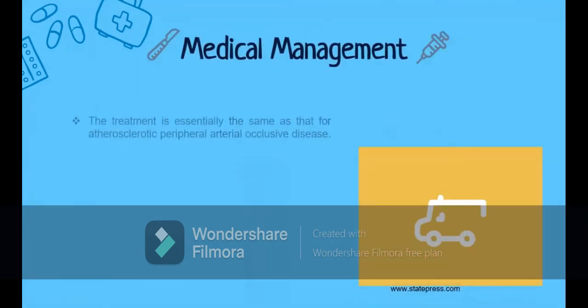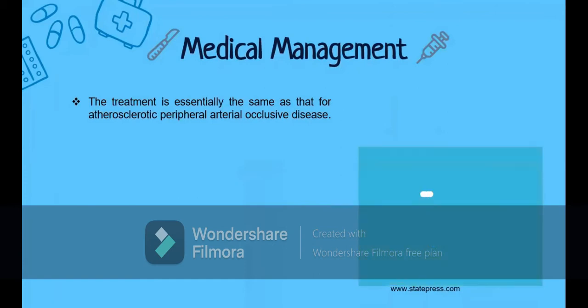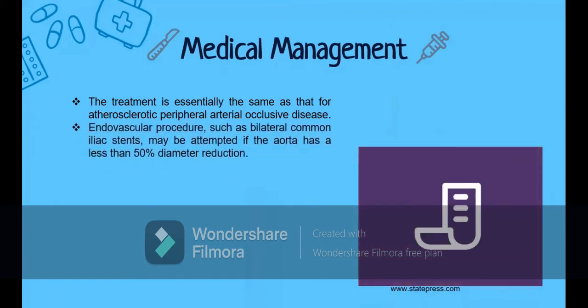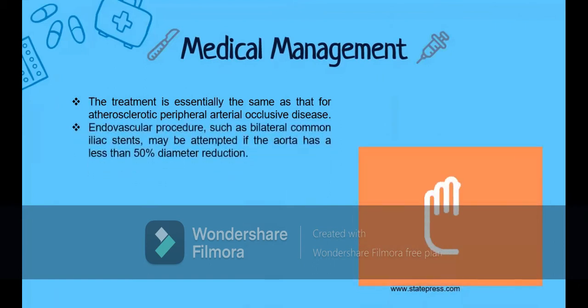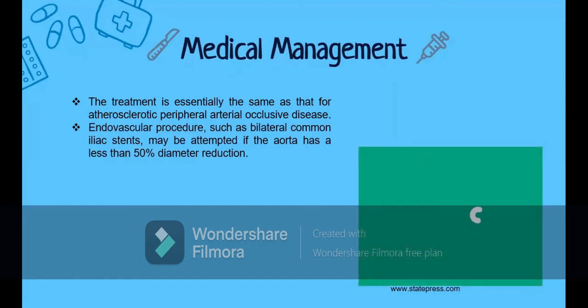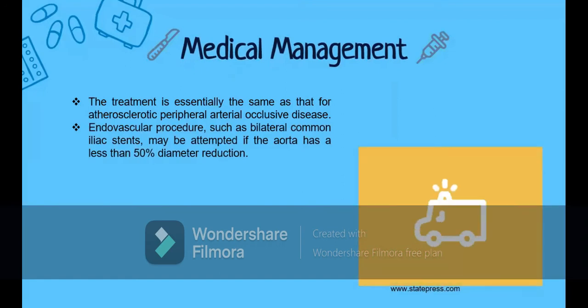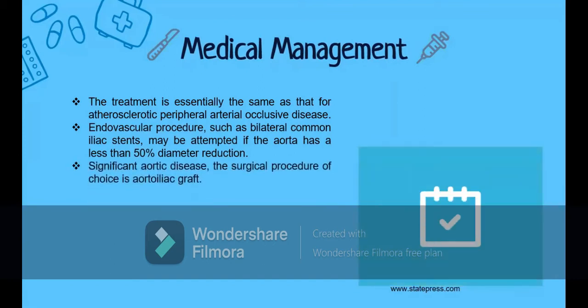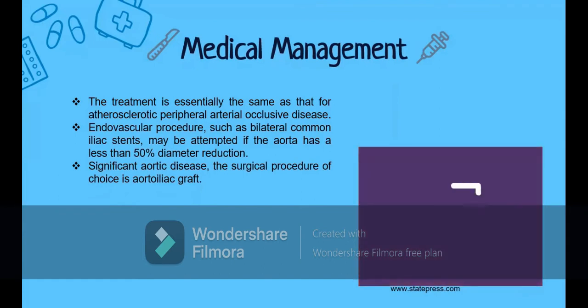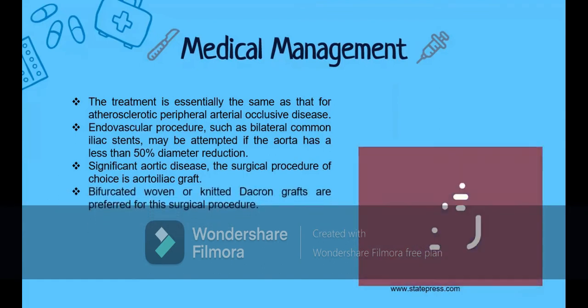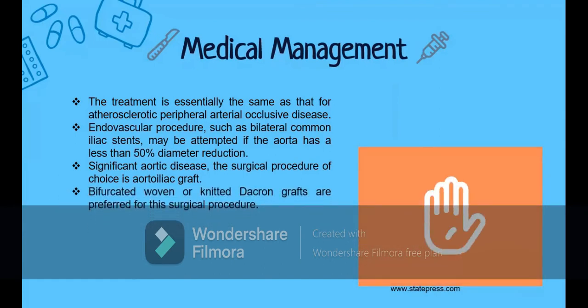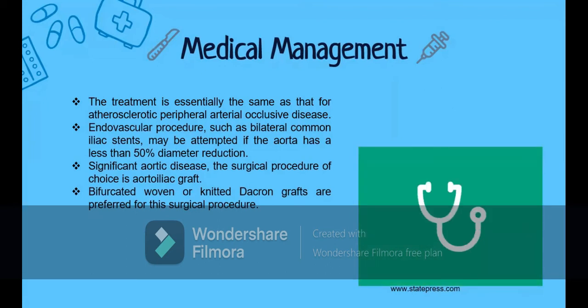For the medical management, the treatment is essentially the same as that for atherosclerotic peripheral arterial occlusive disease. Endovascular procedures such as bilateral common iliac stents may be attempted if the aorta has less than 50% diameter reduction. For significant aortic disease, the surgical procedure of choice is aortoiliac graft. Bifurcated woven or Dacron grafts are preferred for this surgical procedure.